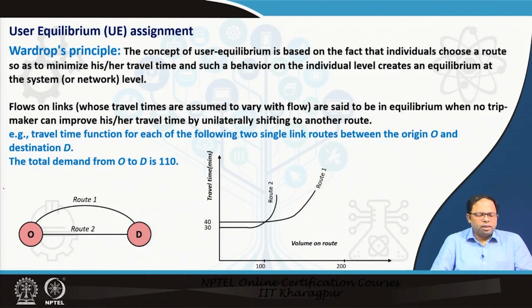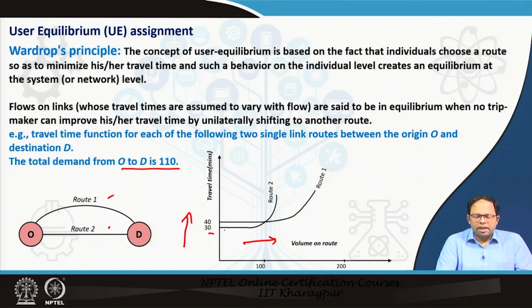So, in this particular example, you can see between O and D, there are route 1 and route 2. These are two routes, and the total demand from O to D is 110. If I see on this particular graph, this is the volume on the route in this direction, and this is the travel time or speed along that particular route. In the first route, the speed is around 40, this is the free flow speed, and in the second route the speed is 30. So, automatically people will start using the second route because it is faster.